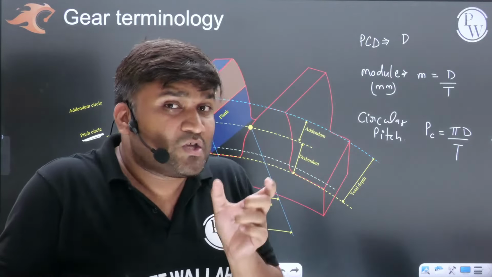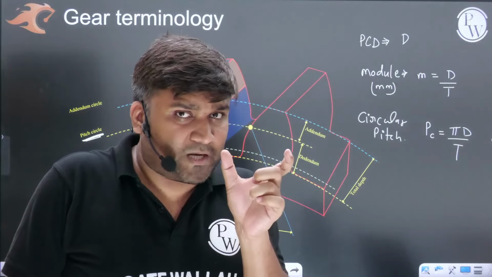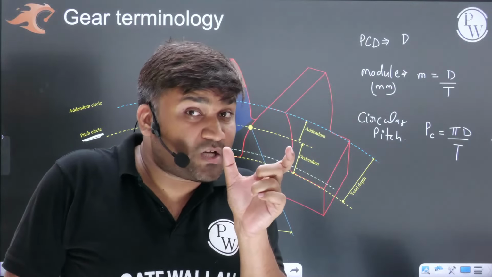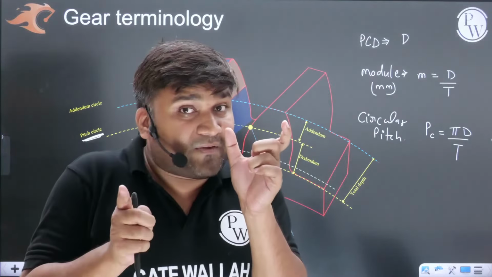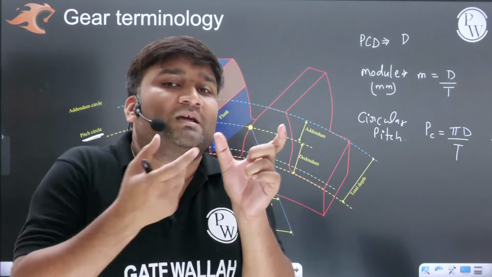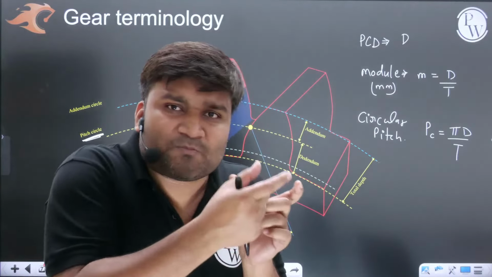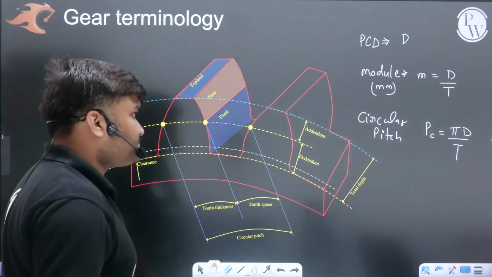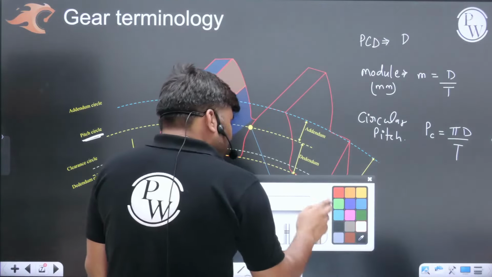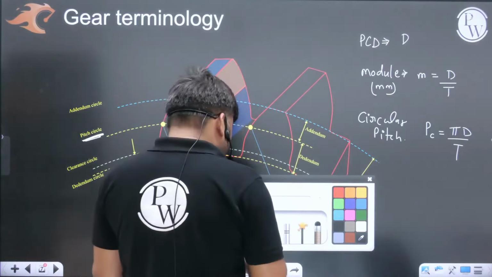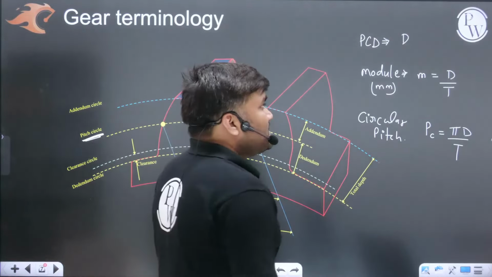Once you do this, you will get to know how much the circular pitch is, that is, how much of the circle's periphery is associated with one tooth: space plus thickness. Space plus thickness. Getting my point? And one more thing, I hope everybody knows this.